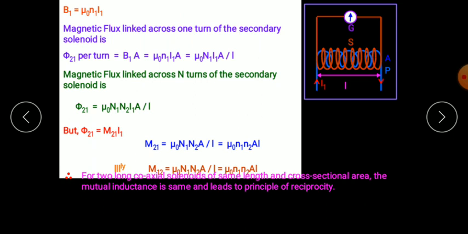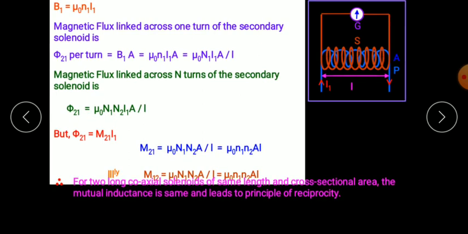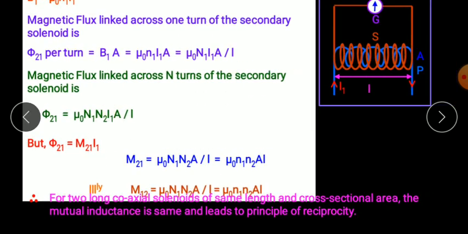So the induced EMF in solenoid S is created due to current I1. So flux in solenoid S is B1 A equal to mu naught n1 I1 A. Magnetic flux across N2 turns of the secondary solenoid is mu naught N1 N2 I1 A upon L. So if phi 21 equal to M21 I1, we can write M21 equal to mu naught N1 N2 A upon L.